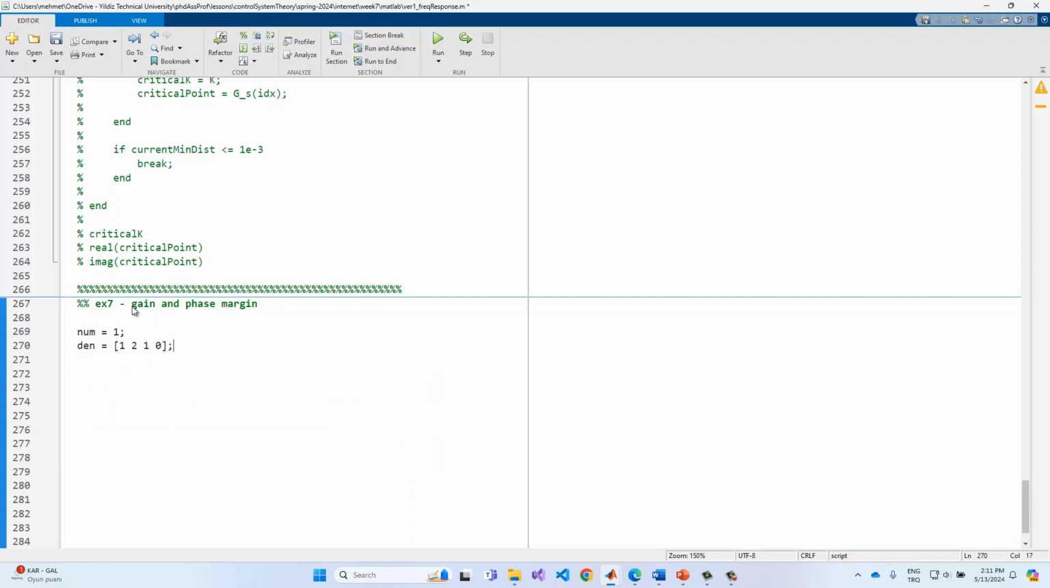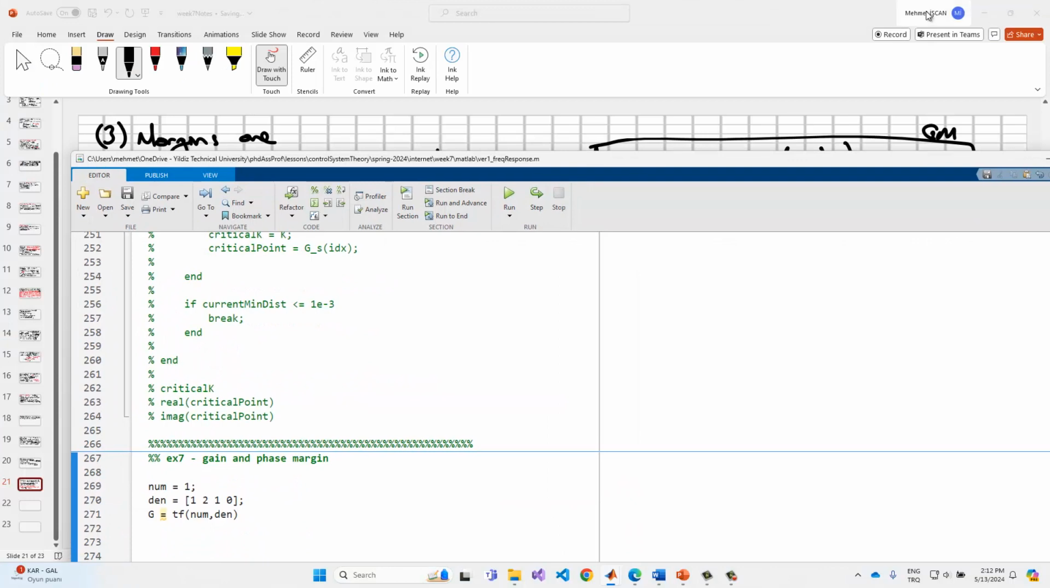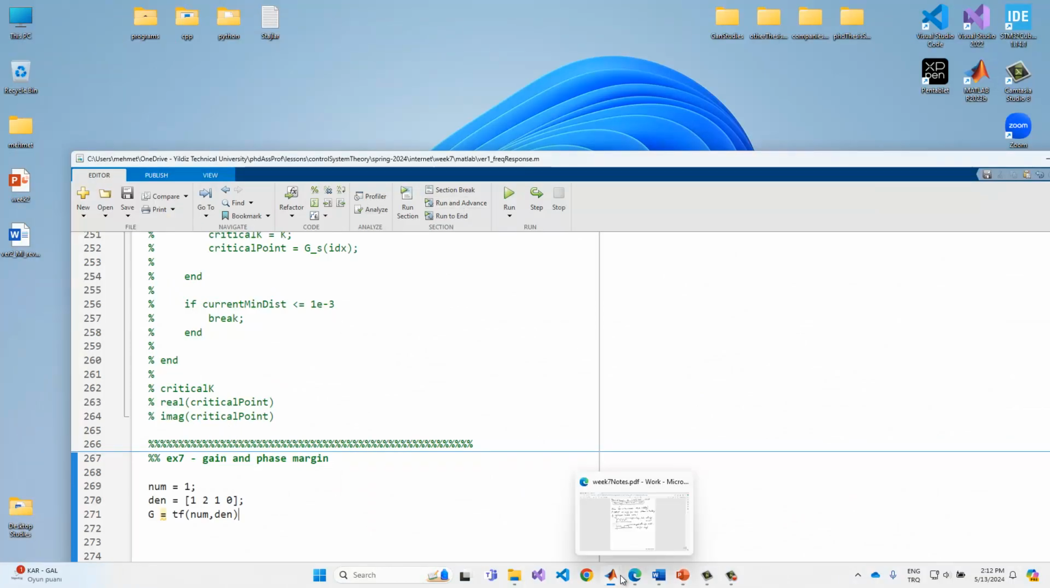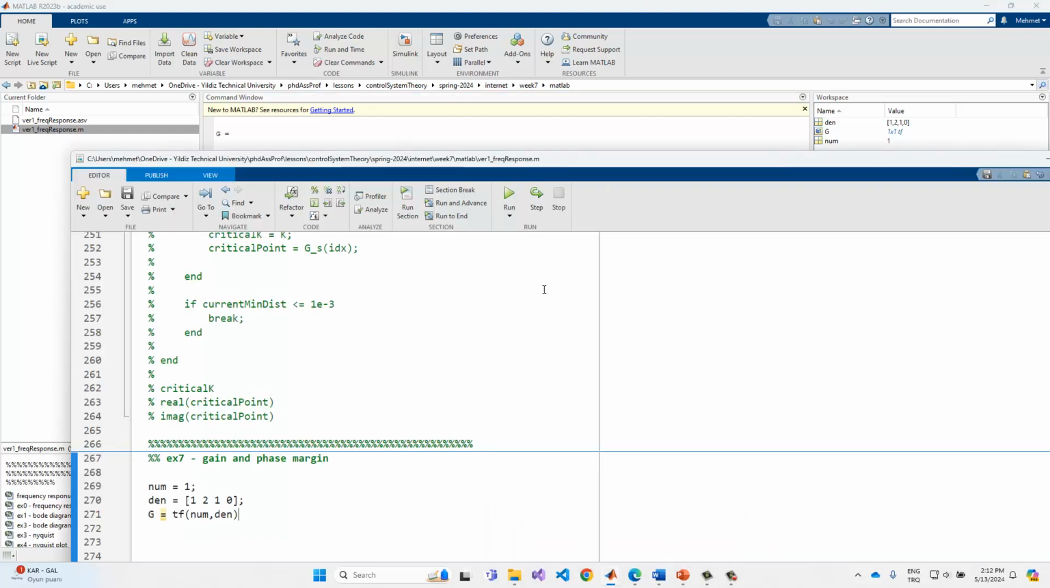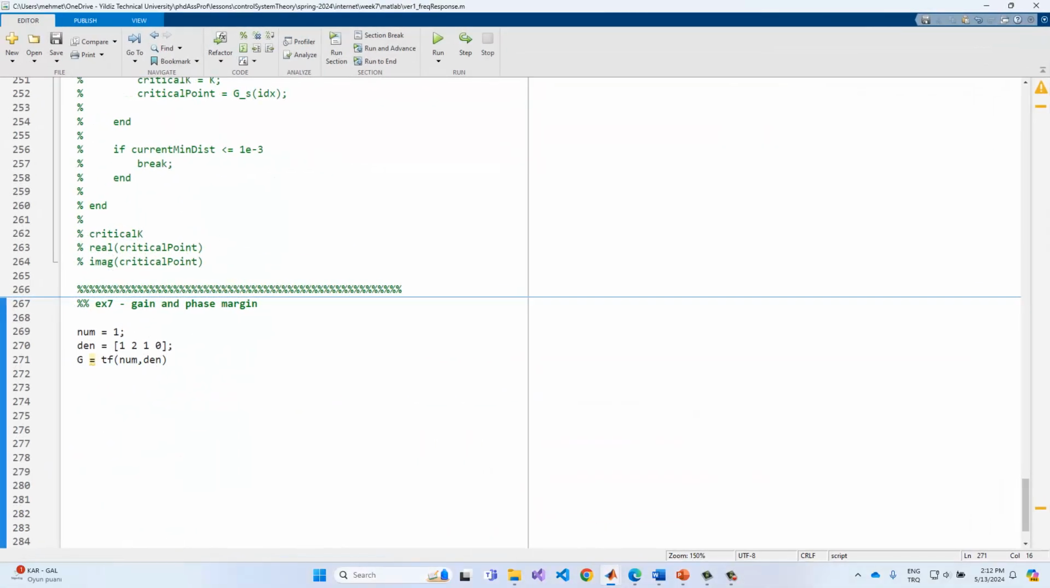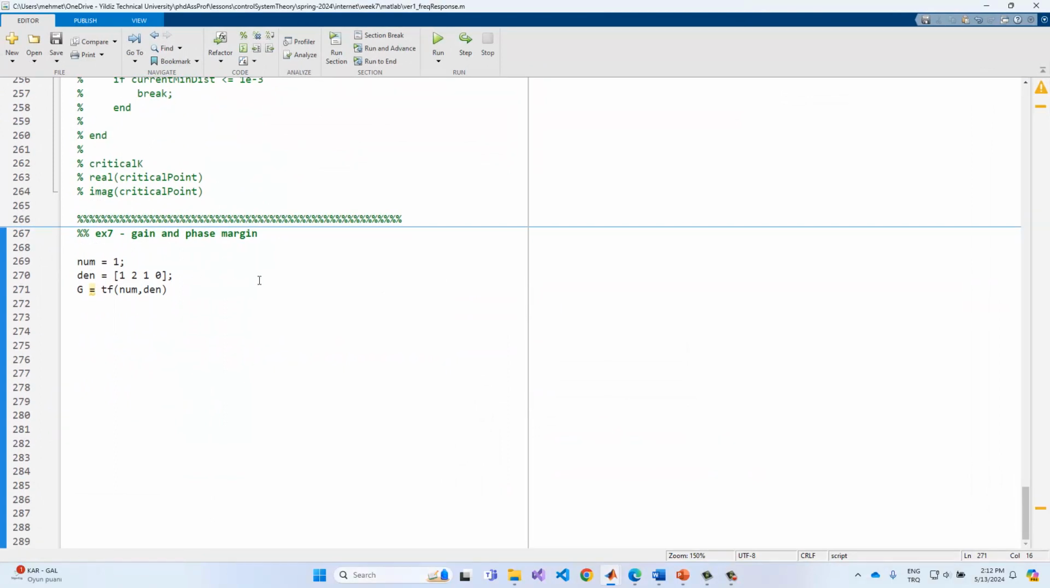This is the exact multiplicated representation of the transfer function, and so G is equal to tf of num and den, which should be given here. Okay, and if I run this code, we have this transfer function: s times (s plus 1) squared. So how can we find the phase margin?